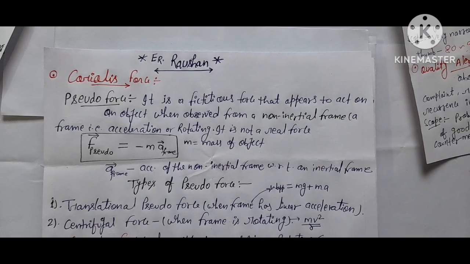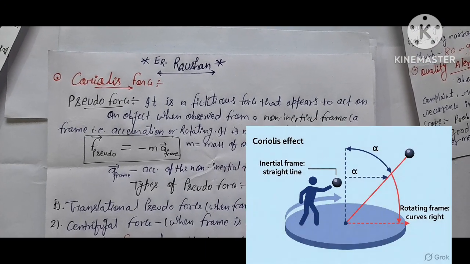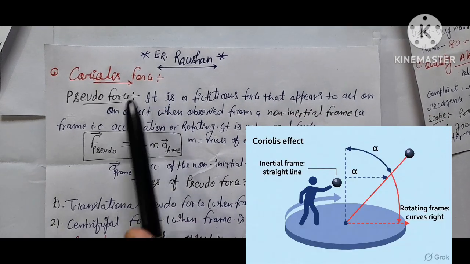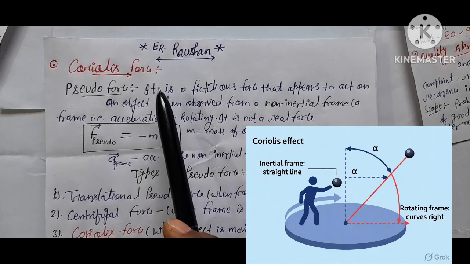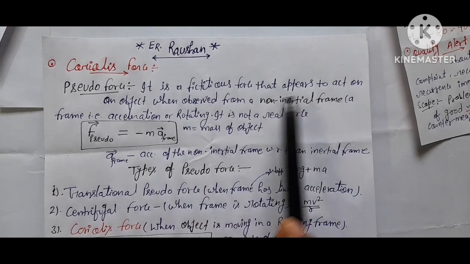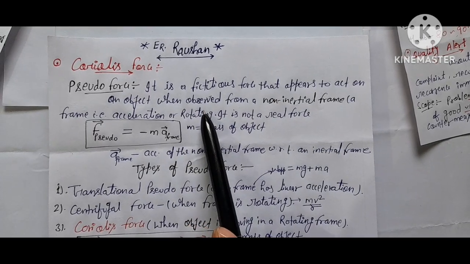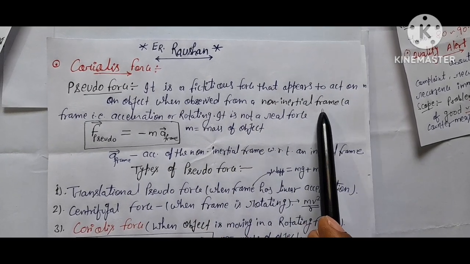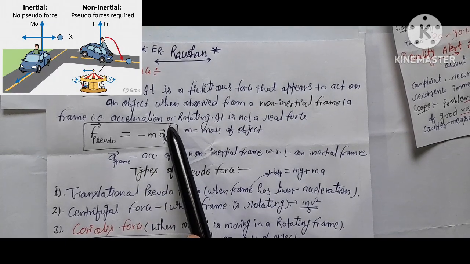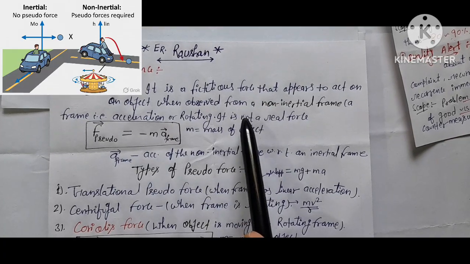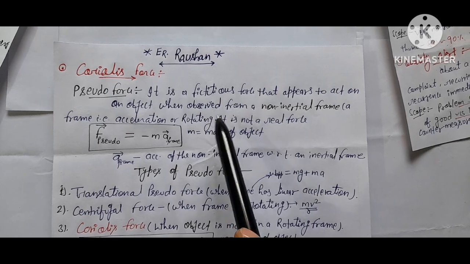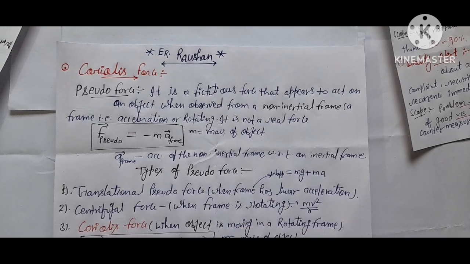Talking about Coriolis force and Coriolis effect. So before describing Coriolis force, you should know pseudo force. It is a fictitious force that appears to act on an object when observed from a non-inertial frame. Non-inertial frame means a frame that is accelerating or rotating. It is not a real force. Coriolis force is not a real force. It is an apparent or fictitious force.